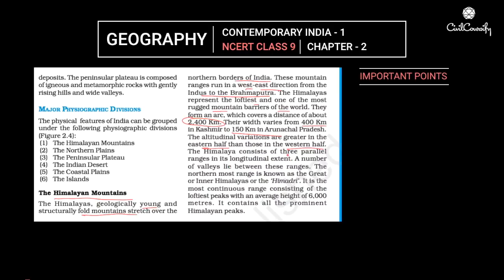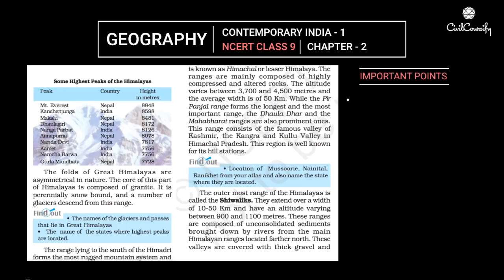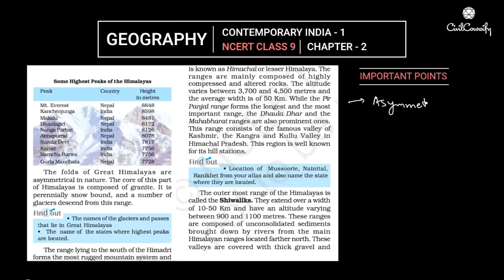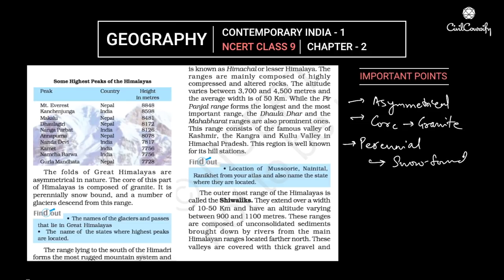The Himalaya consists of three parallel ranges, as we just discussed: the Trans Himalayas, the Greater Himalayas also known as Himadri, and the Shivaliks. Some important points about the Himalayas are that they are asymmetrical in nature. The second is that the core of the Himalayas is made of granite. The third is that they are perennial in nature, which means that they are snowbound for the entire cycle of 12 months. That is why we have perennial rivers flowing from the Himalayas.